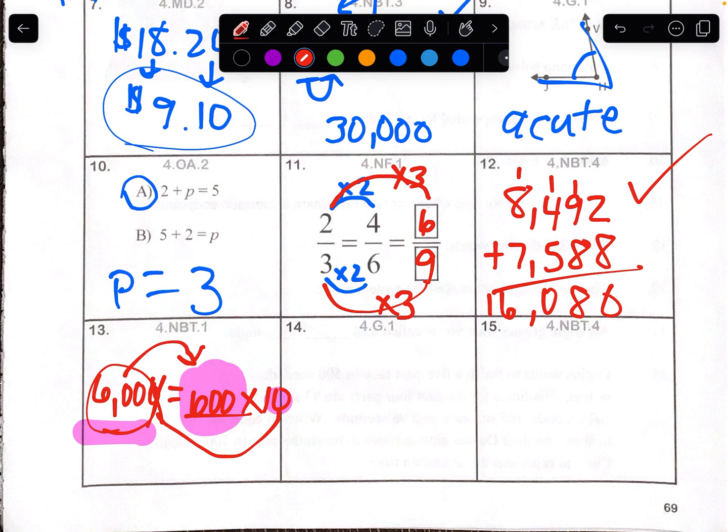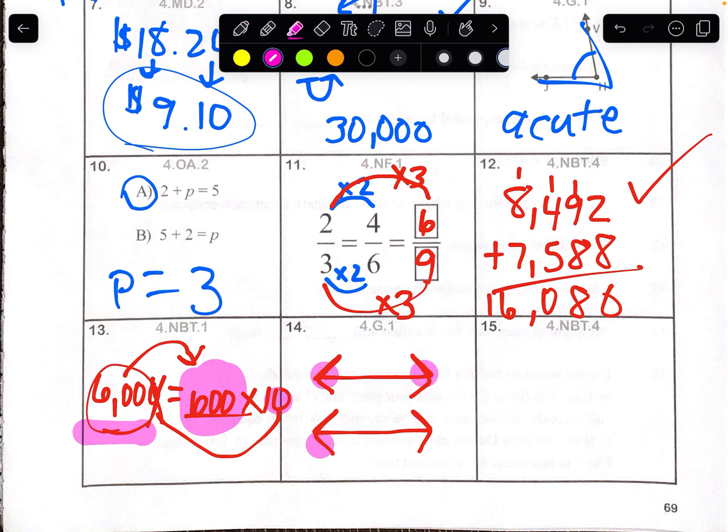All right, 14, draw parallel horizontal lines. Remember, parallel lines never touch. Horizontal lines go left to right. So you have to think 2 things here. They are being very specific. Make sure you have your arrows: 2 lines that do not touch, and they must be going horizontal.